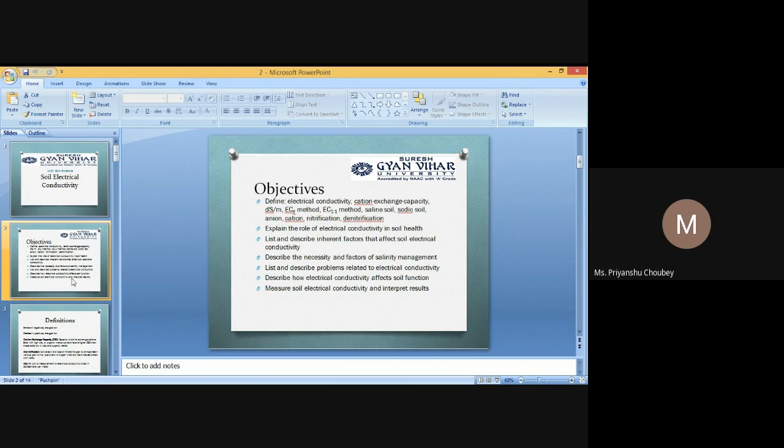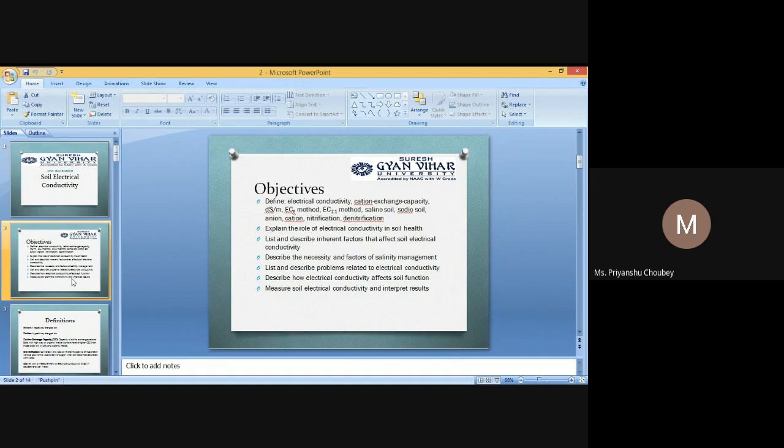A large range of units is in use to describe salinity, but deciSiemens per meter, in short dS/m, is adopted as the standard measure of electrical conductivity and hence salinity. It is customary to measure electrical conductivity at a standard temperature of 25 degrees to remove the influence of temperature. So that is a must; the standard temperature is important here.